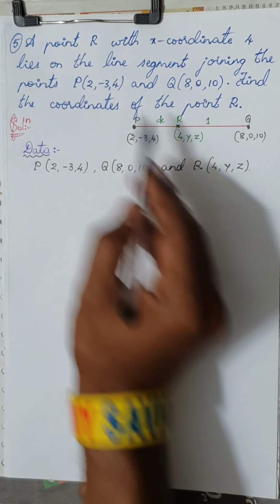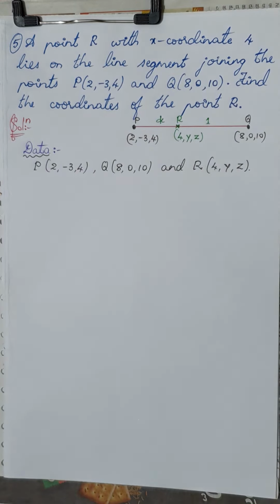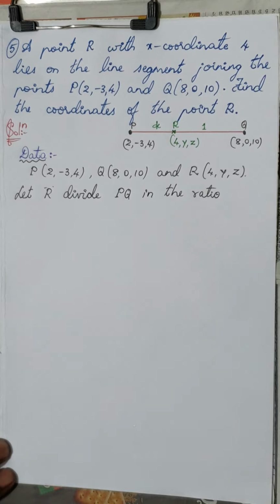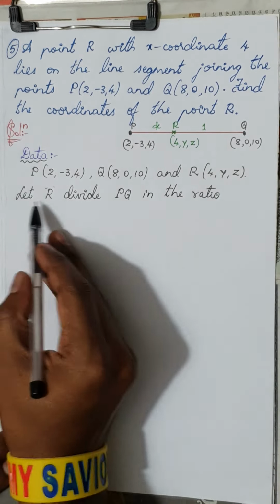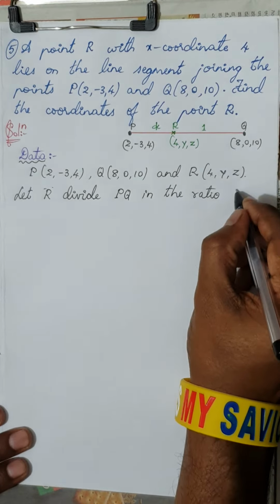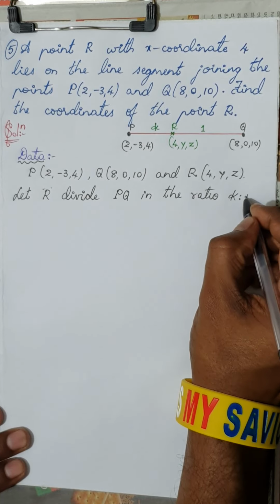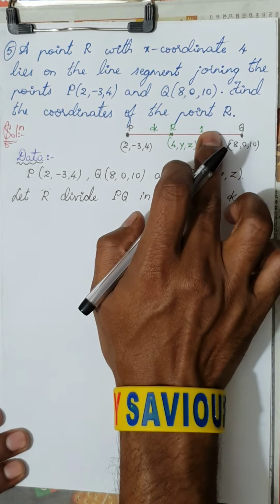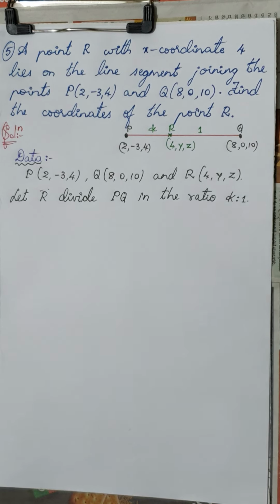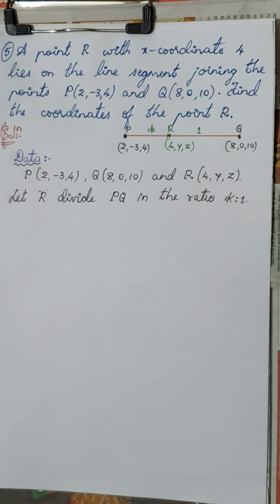How did 4 come, sir? Only the x coordinate is given by him. Okay, consider the statement I'm going to make here. Let R divide PQ in the ratio k:1. Okay, as I told you here, I'm considering this, and let me use the section formula.